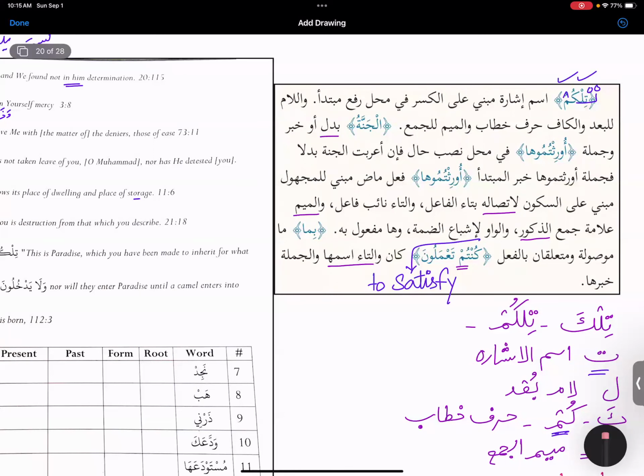Subhanallah. And then lam is lamul bud. What does lil bud mean? It is for showing distance. But kaf is harfu khitab, the harf of khitab. And mim is lil jama. Then al jannatu, they are saying it is badal.